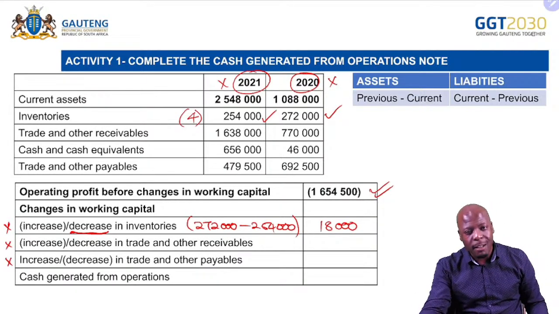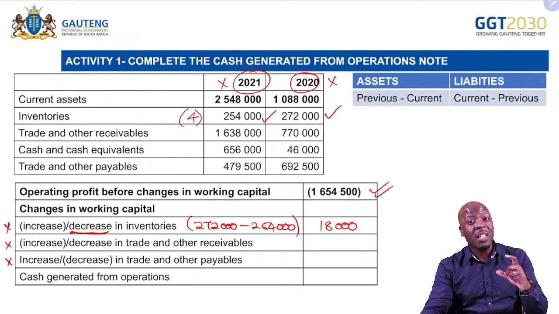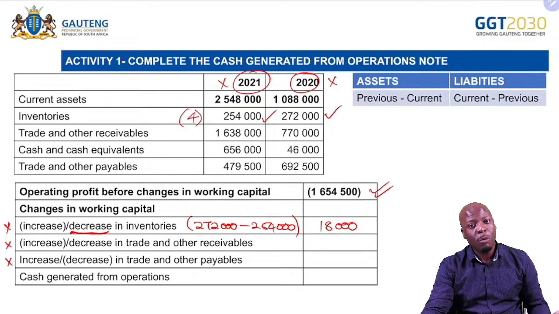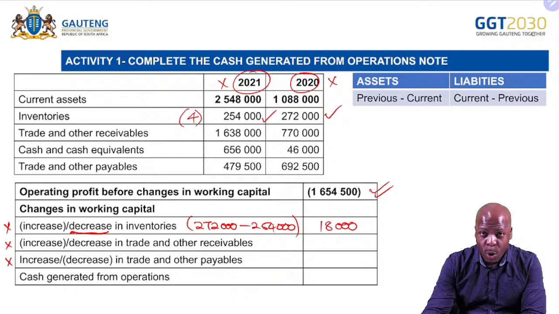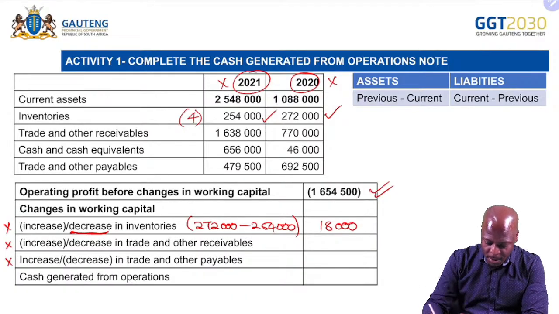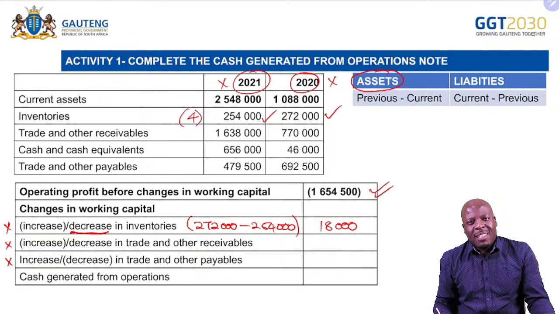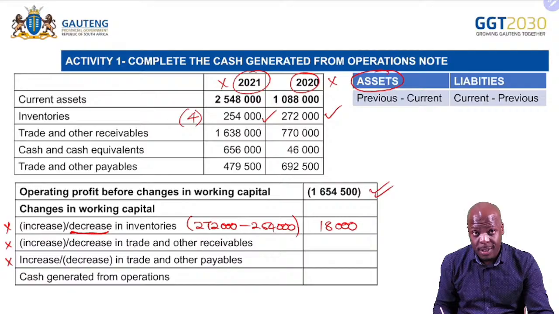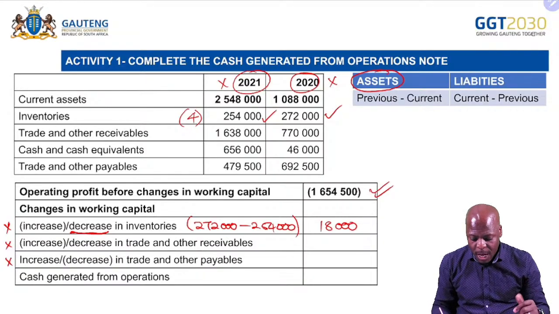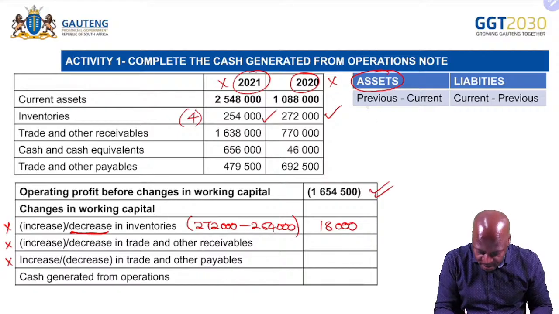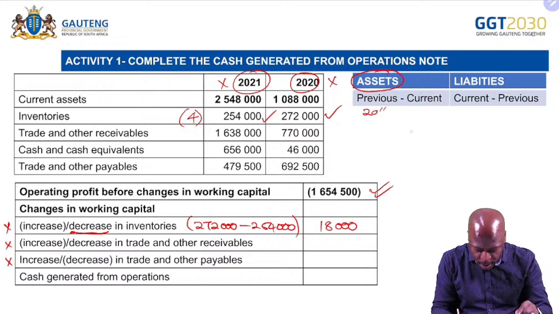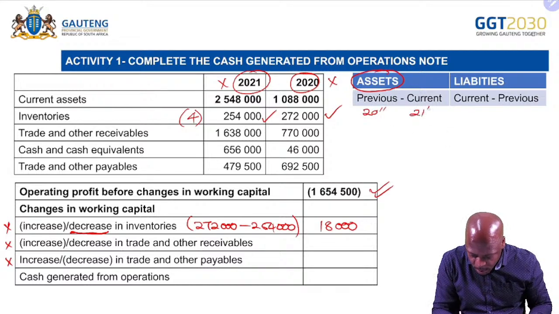But I know most of you guys love your calculators. And I want to give you what I call the calculator method, or the I trust my calculator method. When you're using this method, first you have to focus on assets. You have to think, is inventory an asset or a liability? That's given, guys. Inventory is your asset. So I'm going to say the previous year is the year 2020, and the current year is the year 2021.